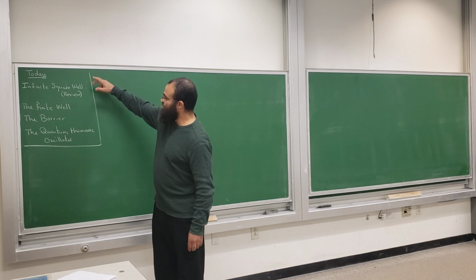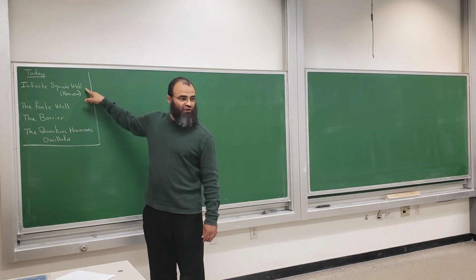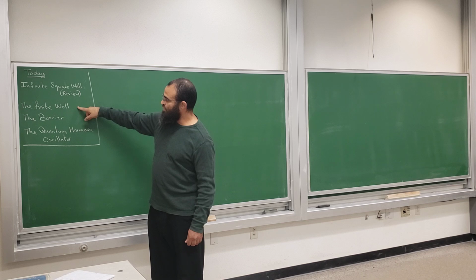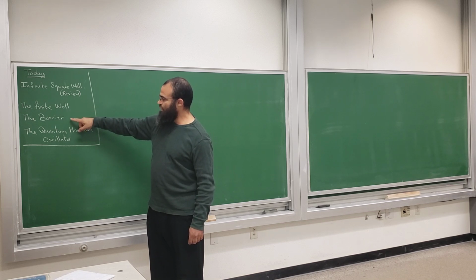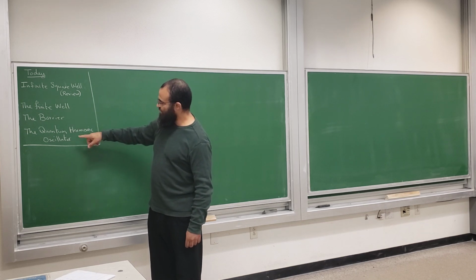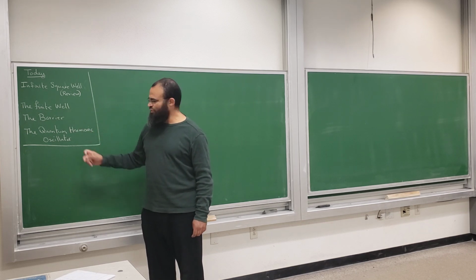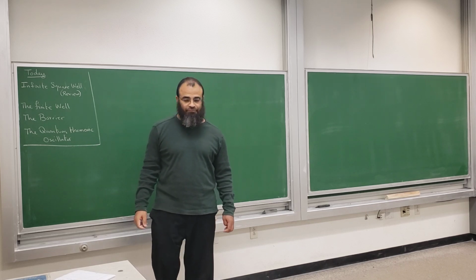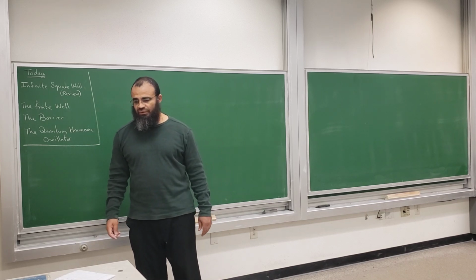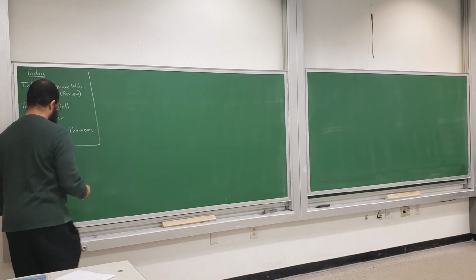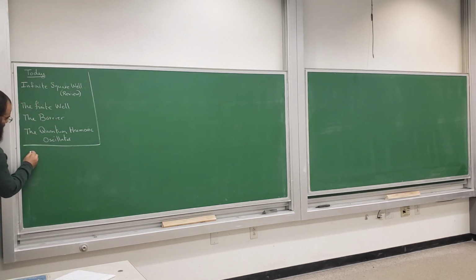Here's an outline. We're going to review the infinite well, or particle in a box, talk about the finite well, or finite square well, and then the finite barrier, a potential barrier, and then the quantum harmonic oscillator. Well, this one we'll finish next time. We'll have an introduction to it, but we'll finish next time. So the infinite well, just to recap, for the infinite well we had the following.